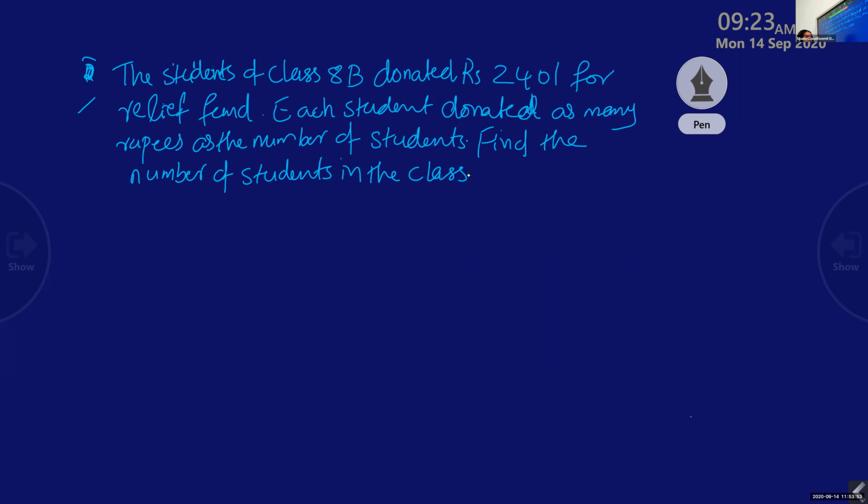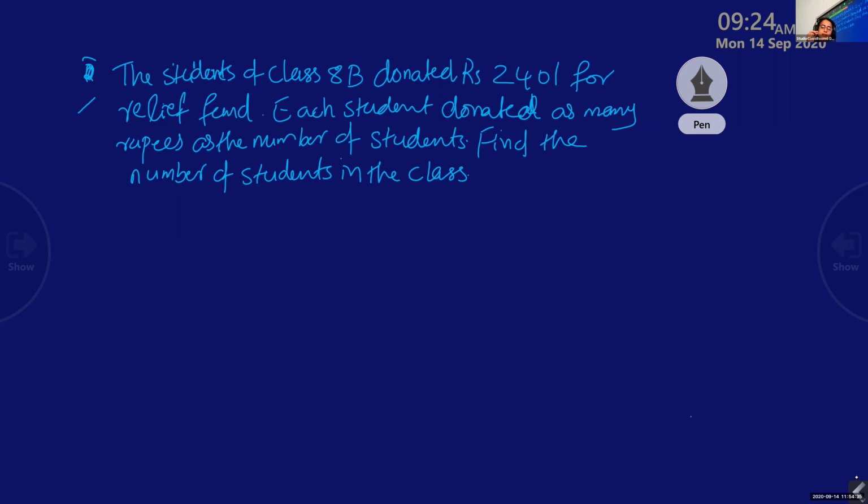Suppose, imagine your class donated some rupees to the relief fund. The Prime Minister's relief fund or Chief Minister's relief fund, COVID-19 relief fund. You are donating some rupees to the COVID-19 relief fund, and your class donated 2401 rupees for this relief fund.